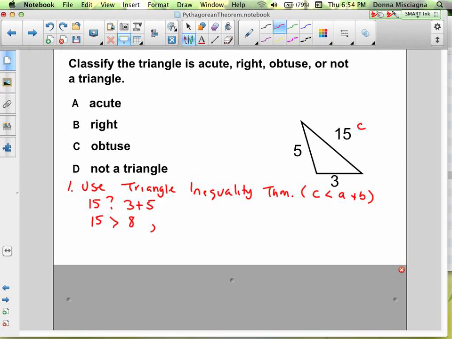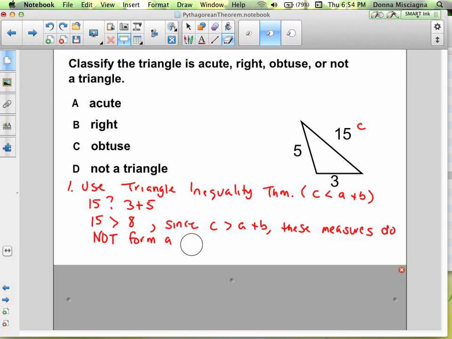So, since C is greater than A plus B, these measures do not form a triangle. This is not a triangle. Maybe I'll write out the word triangle. No way, Jose.